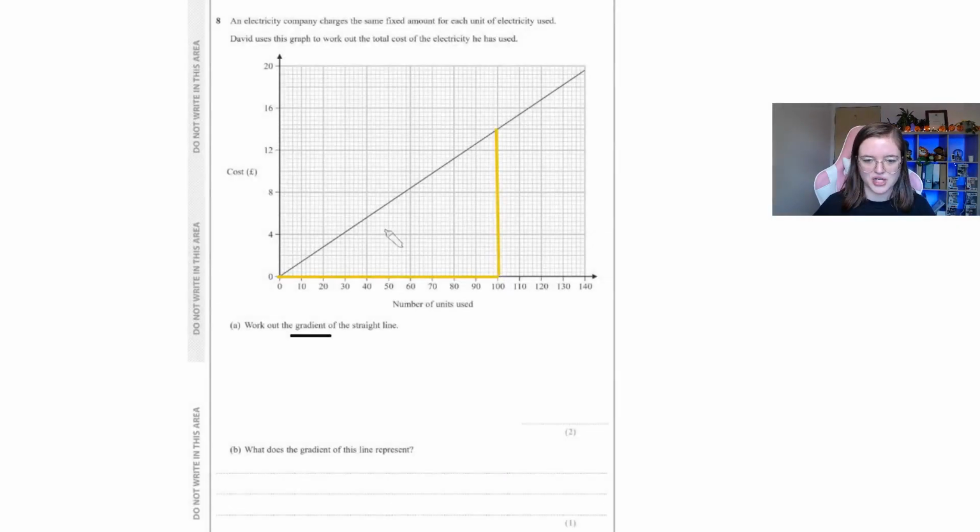Remember, gradient is change in y divided by change in x. My change in y is 12, 13, 14, 15, 16, so that's 14, divided by my change in x, which is 100. So I'm going to have 14 divided by 100, which is 0.14.